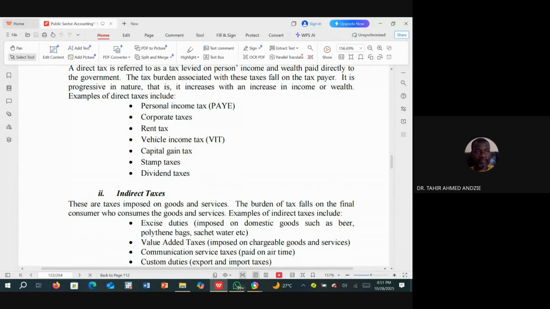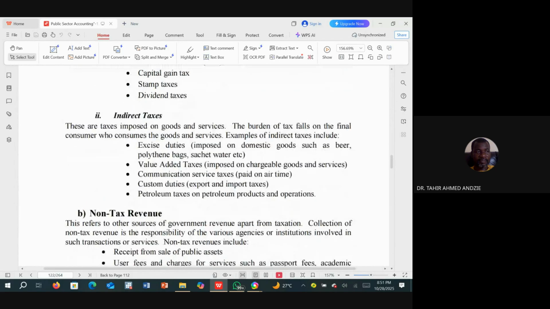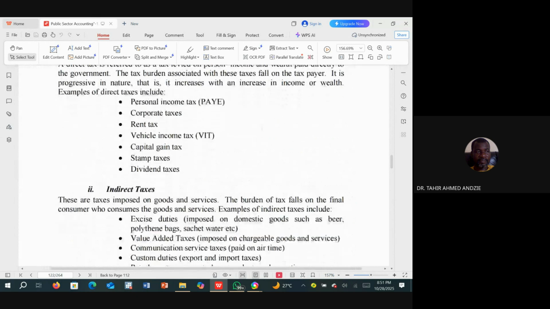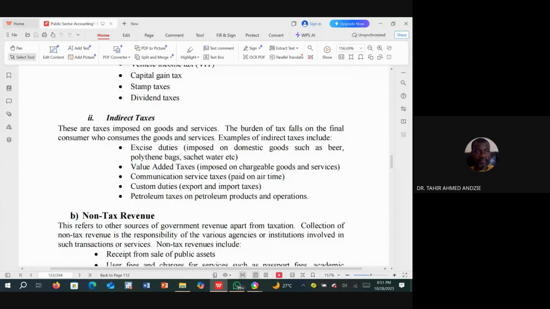We have the stamp tax and then dividend tax. All these are examples of direct tax. Then indirect taxes are taxes imposed on goods and services.